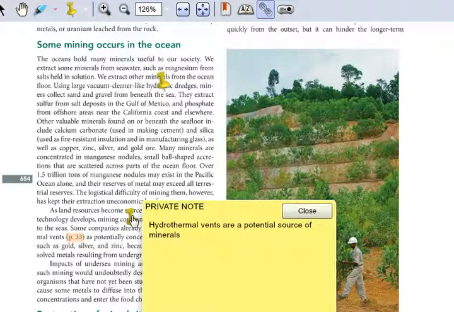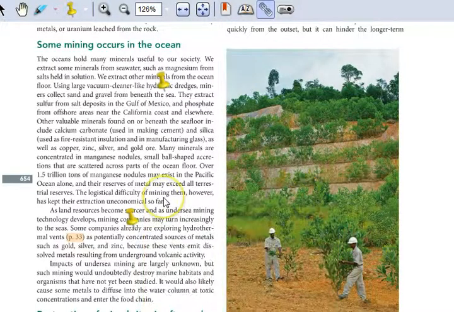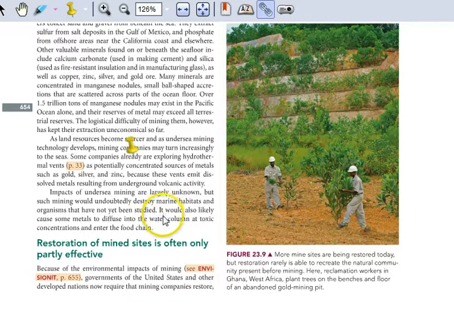And scientists, geologists and mining scientists are looking at hydrothermal vents as a possible way to extract certain minerals that are found at hydrothermal vents. It's not being done at this point in time, but it's being explored.